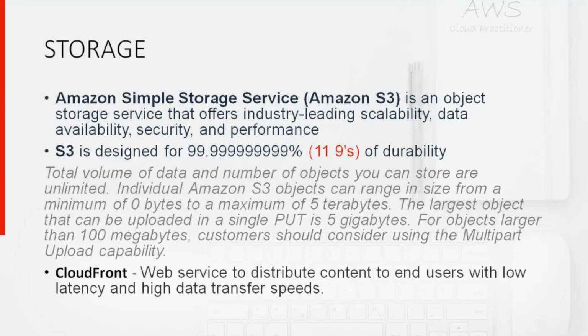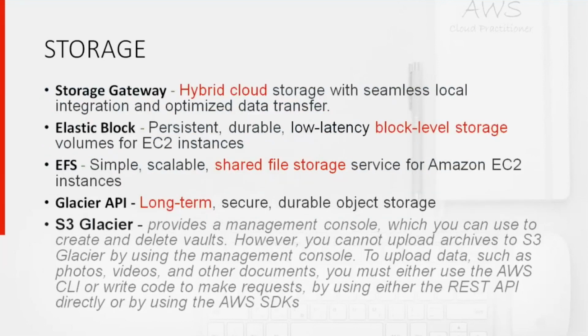CloudFront, a web service to distribute content to end users with low latency and high data transfer speeds. Storage Gateway, hybrid cloud storage with seamless local integration and optimized data transfer. Elastic Block Store, persistent, durable, low latency, block level storage volumes for EC2 instances. EFS, a simple, scalable, shared file storage service for Amazon EC2 instances. Glacier, long-term, secure, durable object storage.